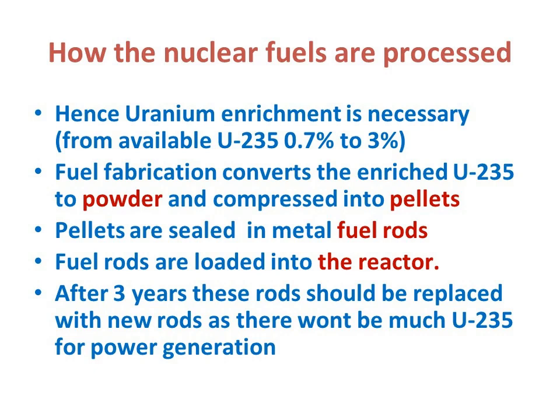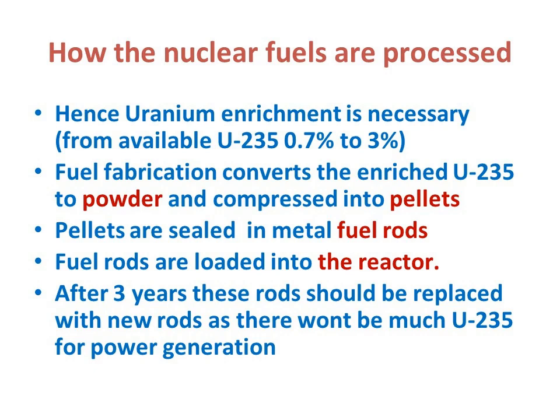Fuel fabrication is a process that converts the enriched uranium 235 to powder form, and then it is compressed into pellets. The pellets are sealed in metal fuel rods, and the fuel rods are loaded into the reactor. So in this way, enriched uranium reaches the reactors. When the fuel rods are loaded into the reactors, that causes the radiation and fissionable reactions.